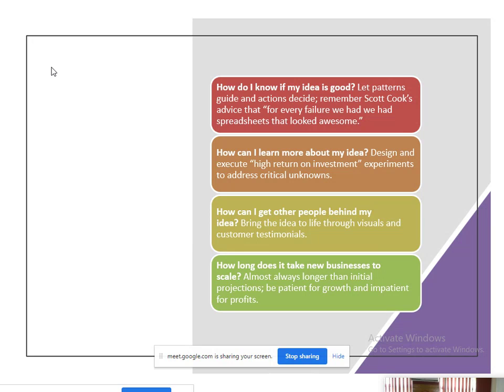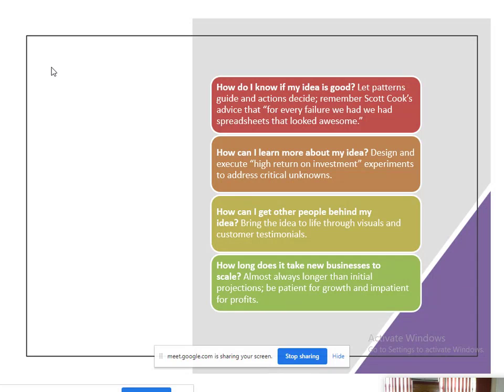Let patterns guide and actions decide. Remember Scott Cook's advice: for every failure we had spreadsheets that looked awesome. How can I learn more about my idea? Design and execute high return on investment experiments to address critical unknowns. If we suddenly get a high return on our investment, then we may experience critical unknown conditions also. So next is: how can I get other people behind my idea? Bring the idea to life through visuals and customer testimonials.